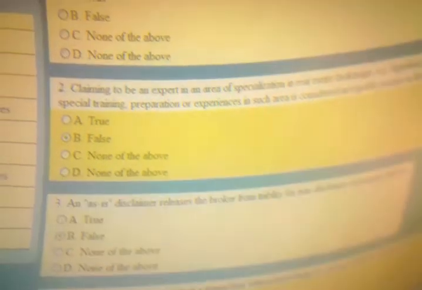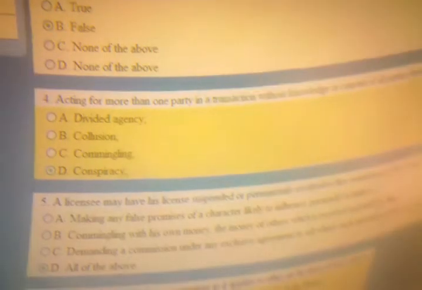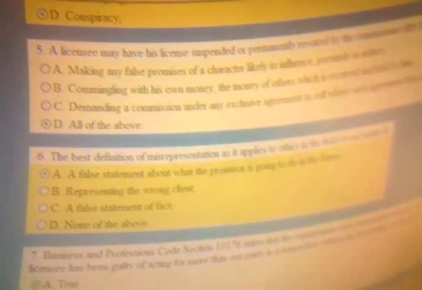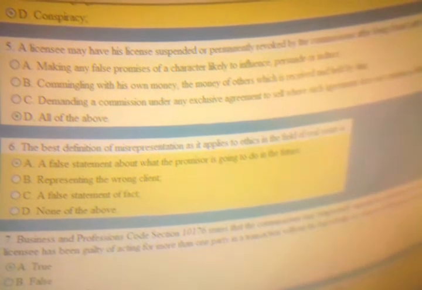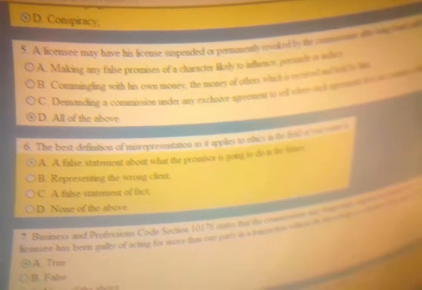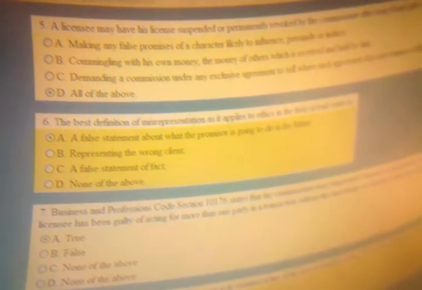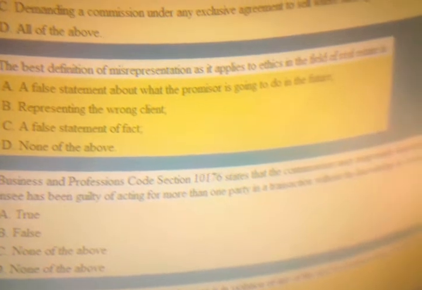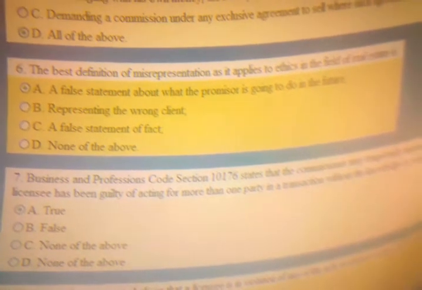第一呢 A、2B、3B、4D、5D license 會 suspend 咗，permanently revoke 佢個 commission after being found guilty 嘅。Best definition of a misrepresentation as it applied to ethics in field of real estate 係 false statement about promisor is going to do the future.